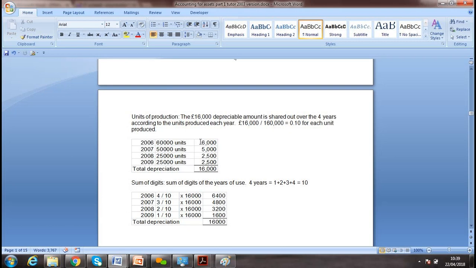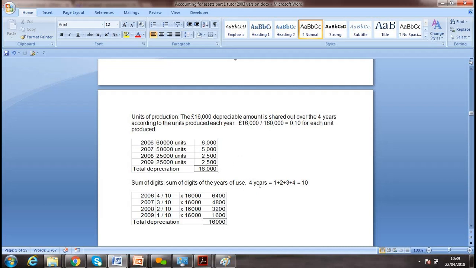So when it is 60,000 times 0.1, it is 6,000. When we produce 50,000 units, it is 5,000 depreciation that year. And next year we are producing 25,000 units. It comes to that depreciation. Any question? No. Yes, sir.